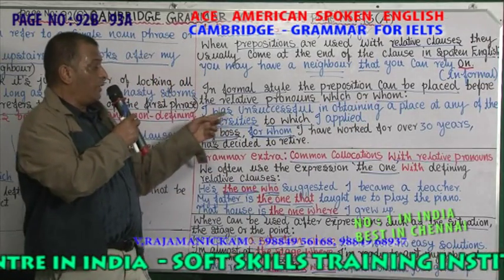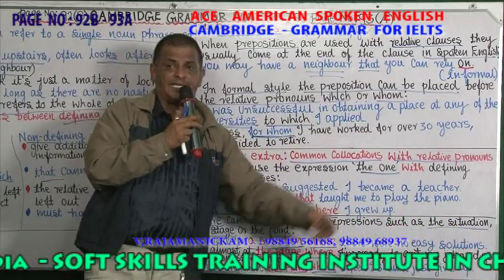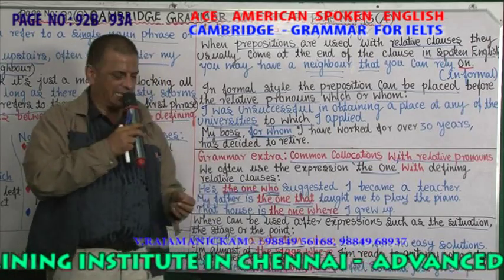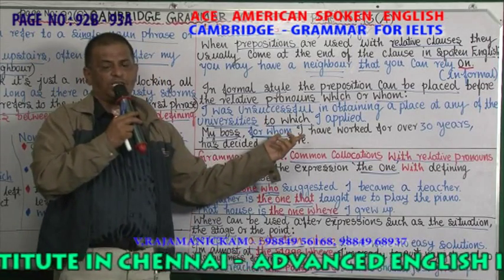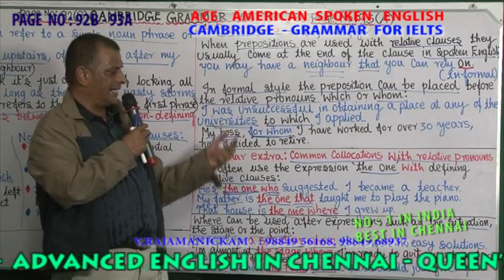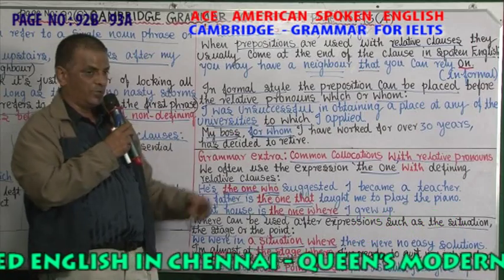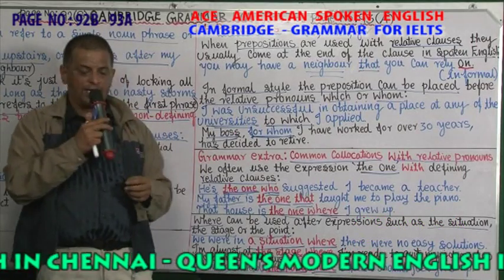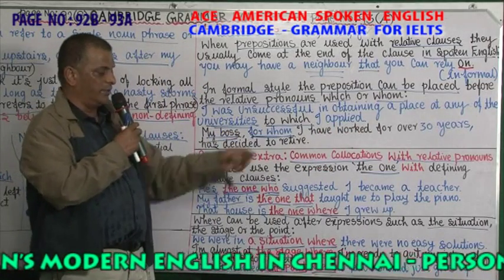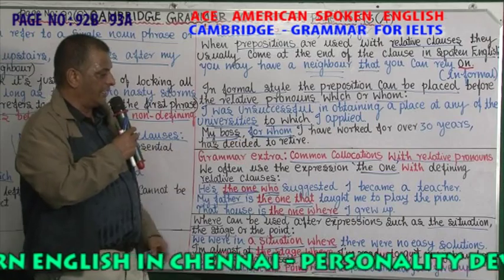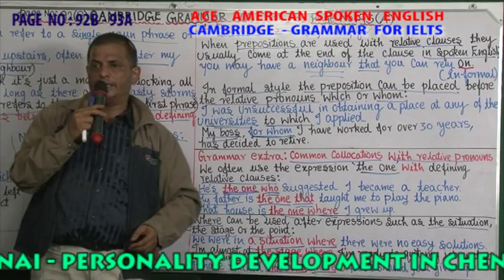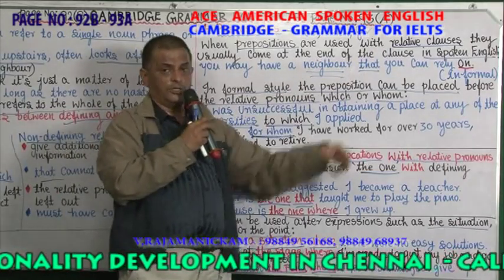ஃபார் எக்ஸாம்பிள், I was unsuccessful in obtaining a place at any of the universities. பல்கலைக்கழகத்தில் டிகிரி முடிச்சுட்டு எனக்கு எந்த சீட்டும் கிடைக்கவில்லை. to which I applied. இந்த to which எதை குறிக்கிறது? இந்த to which என்பது இந்த பல்கலைக்கழகத்தை குறிப்பிடுகிறது. ஸோ to போட்டு விடுகிறாய். அடுத்தது my boss, என்னுடைய முதலாளி, for whom I have worked for over 30 years has decided to retire. whom ன்னா யாரையோ அவரை, அதற்கு முன்னாடி for என்ற preposition யூஸ் பண்ணுகிறாய். so which, whom இதற்கு முன்னாடி prepositions பயன்படுத்துகிறாய். சில வாக்கியங்களிலே இறுதியாக யூஸ் பண்ணுகிறாய்.